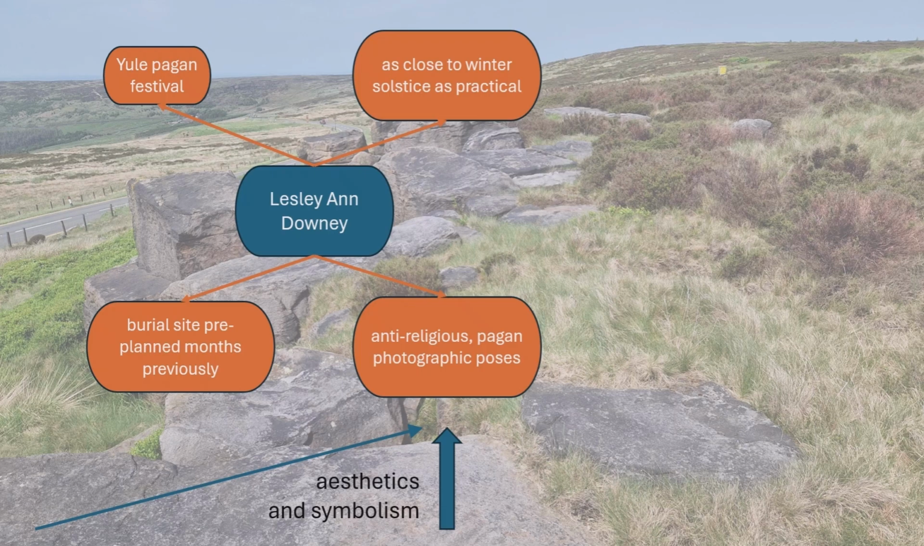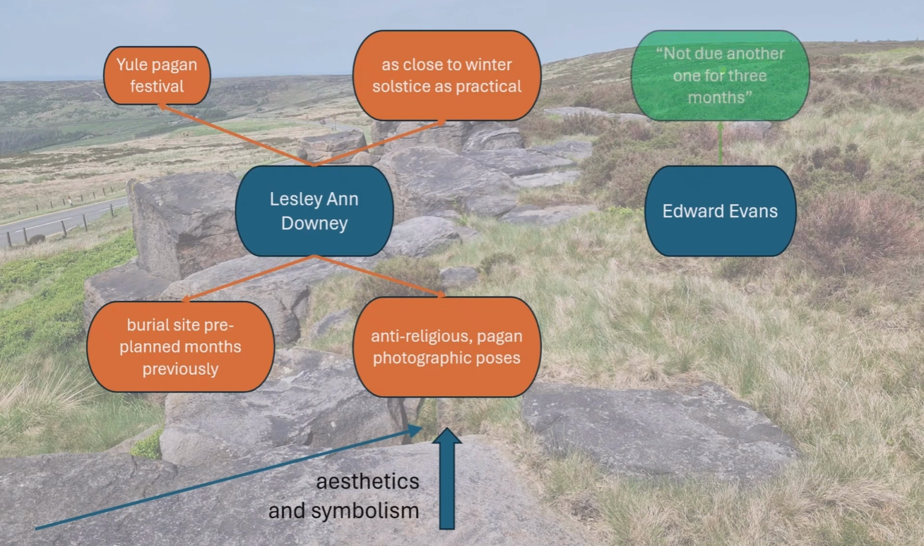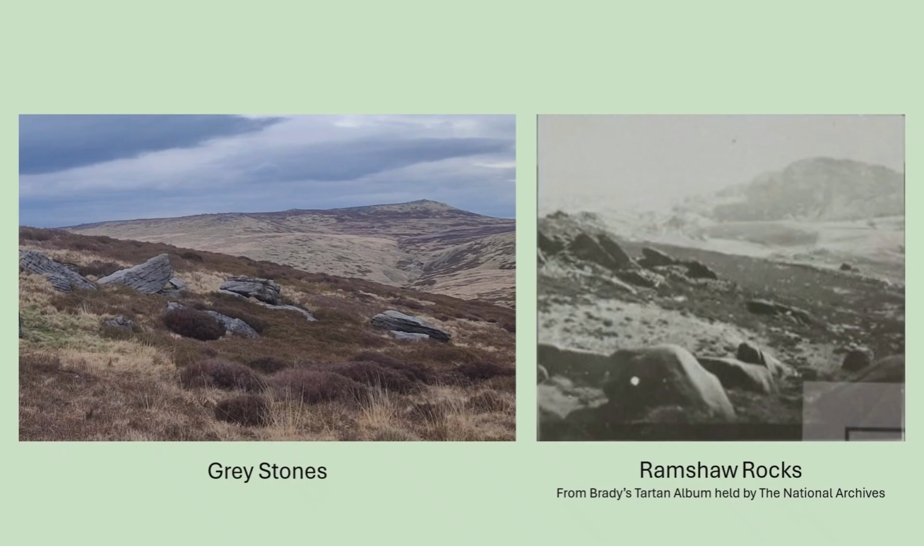By Brady's own admission, as discussed, Edward Evans was murdered out of sync too early in October 1965, as he was not due one for another 3 months. I believe Brady also said the murder won't count as it did not fit his solstitial timing system. We'll now look at Greystones in more detail.